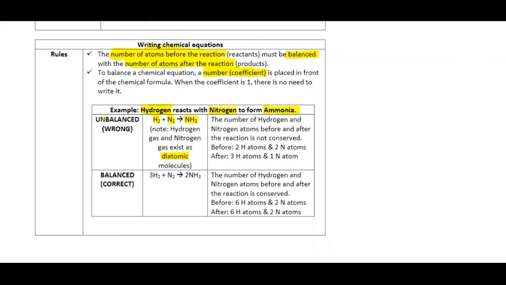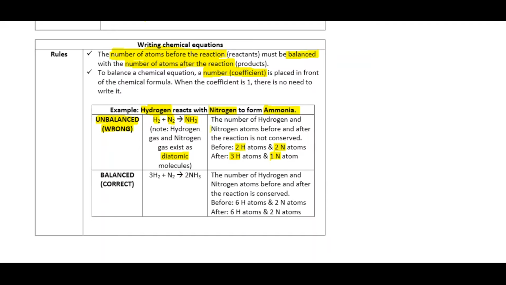So here, as you can see, this is wrong. This is unbalanced. Why? Because the number of hydrogen and nitrogen atoms before and after the reaction is not conserved, right? What this means is that before the reaction, there are two hydrogen atoms and two nitrogen atoms, but after the reaction, there's only one nitrogen atom and three hydrogen atoms. So before there's two hydrogen, after there's three hydrogen, so it's not balanced. Before there's two nitrogen atoms, after there's one nitrogen atom, it's not the same. So this is wrong. Okay, so how do you actually balance it?